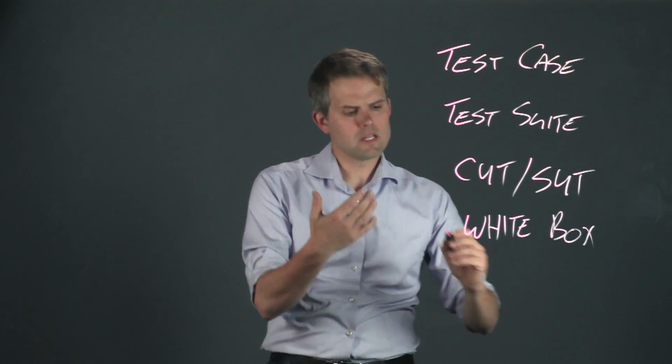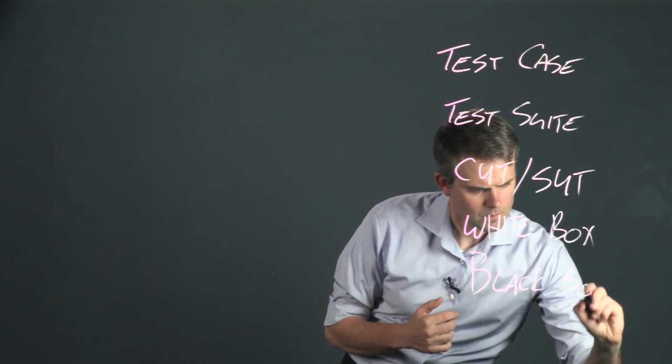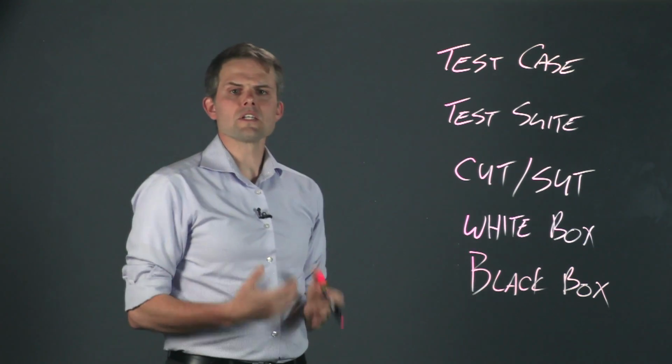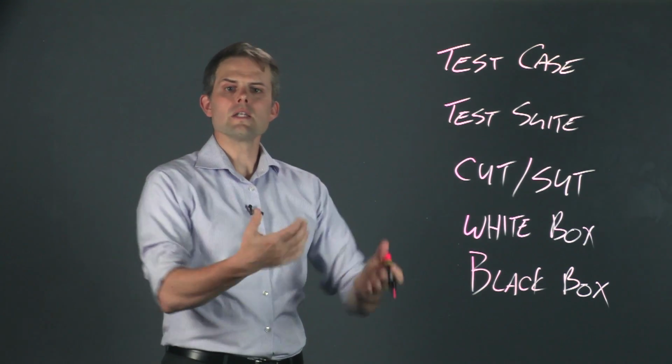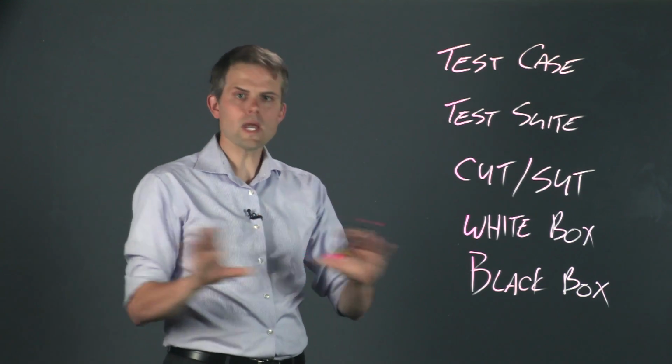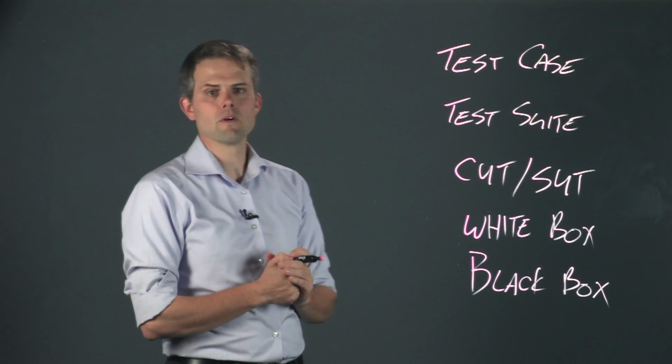The other high-level mechanism for writing tests is called black box. And in black box testing, what we're going to do instead is look at the specification for the code under test and design our test cases from that. So we won't actually look under the covers at all. In fact, we're explicitly forbidden from looking under the covers.